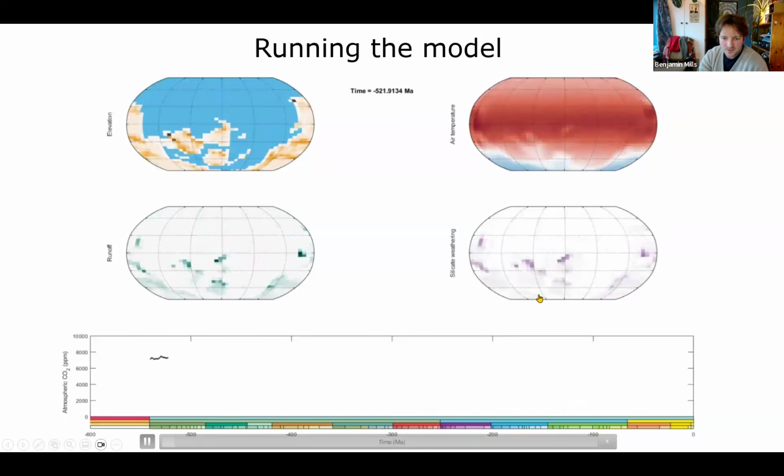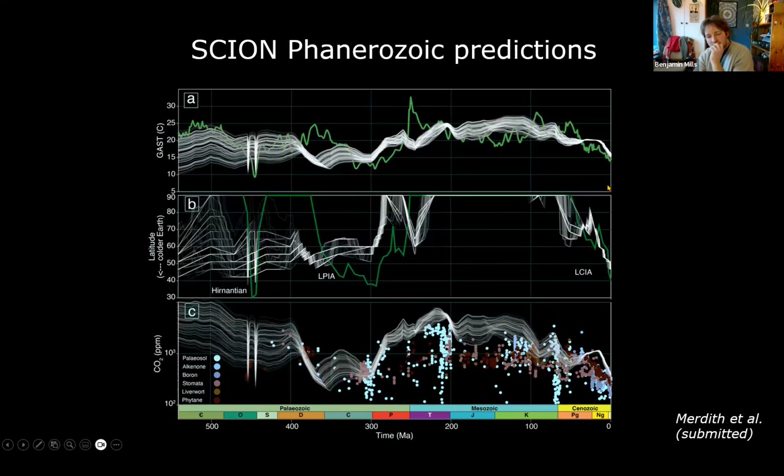How do I get off this? So this is currently what those model predictions look like over Phanerozoic time. The model is also very quick to run, so we can run it 10,000 times, or I think this is 1,000 model runs, and we can test the uncertainty in various parameters. So this is the model attempting to reproduce the Phanerozoic temperature curve. It's okay, it's not terrible. It is better than the previous box models that came before it, which is nice.